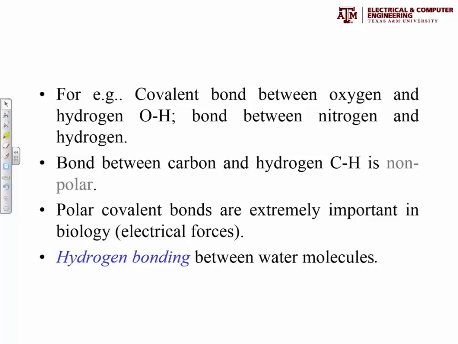Again, between nitrogen and hydrogen, nitrogen has got strong affinity for electrons. Hydrogen has got weak affinity, right? So there will be some charge distribution over there. On the other hand, the bond between carbon and hydrogen is nonpolar because there is no charge distribution. Polar covalent bonds are extremely important in biology because, if you have a molecule that has a charge distribution, then in addition to other interactions, that molecule can also interact by way of electrical forces, okay? Because if you're looking at water, hydrogen has got a slight positive charge, oxygen has got a slight negative charge, all right?